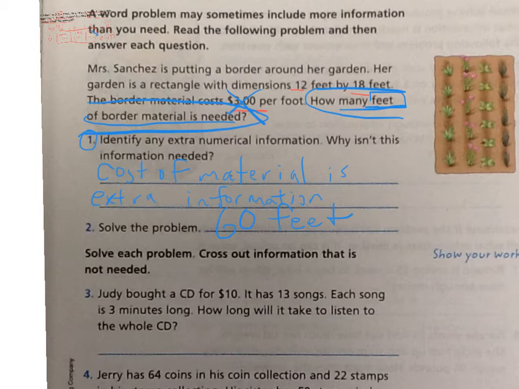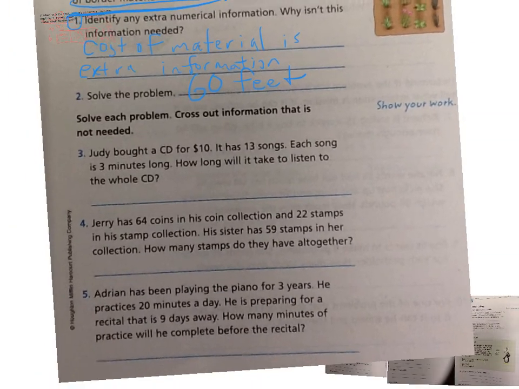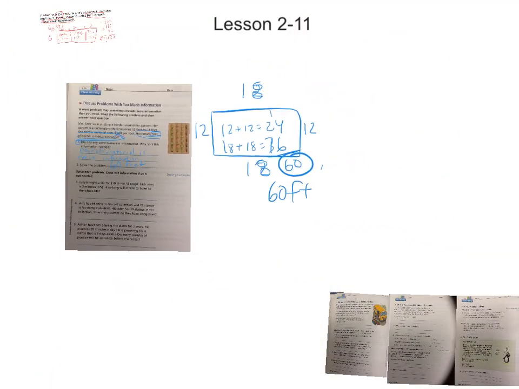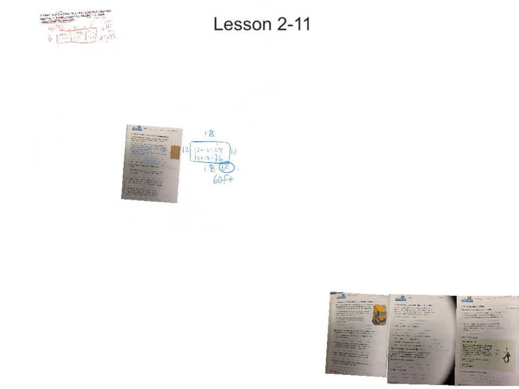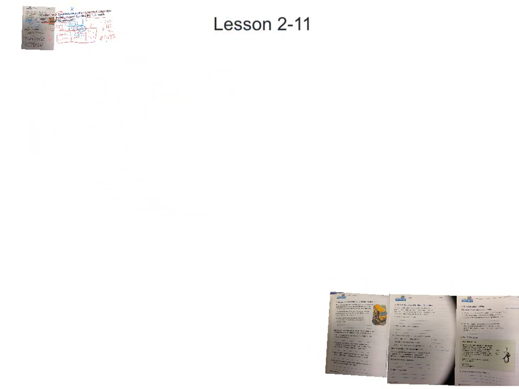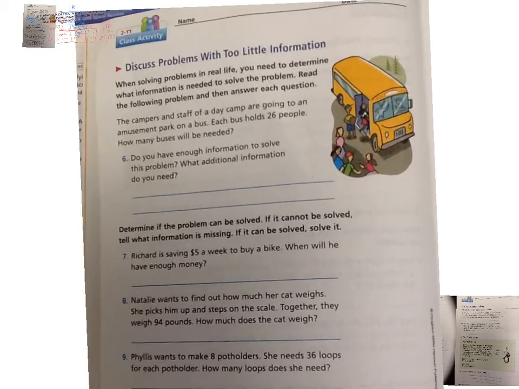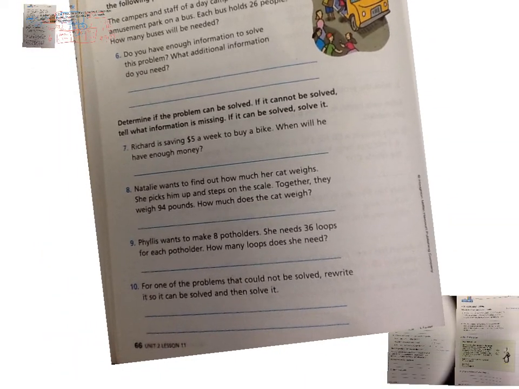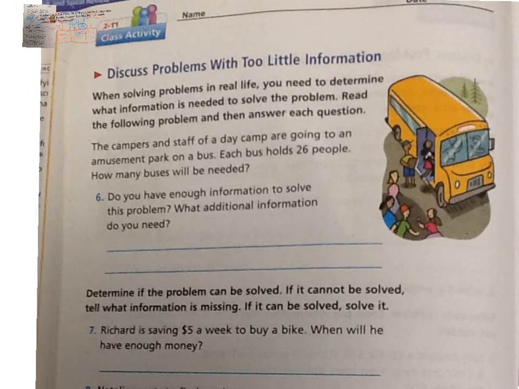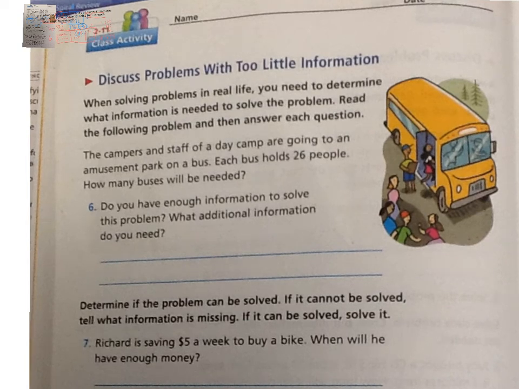All right, so you're going to work on the next three on your own at the end of the lesson. But I'm going to push this page out of the way, and I'm going to grab our next page. So turn to the next page. Page 66. It says discuss problems with too little information. So when solving problems in real life, you need to determine what information is needed to solve the problem. Read the following problem and then answer each question.